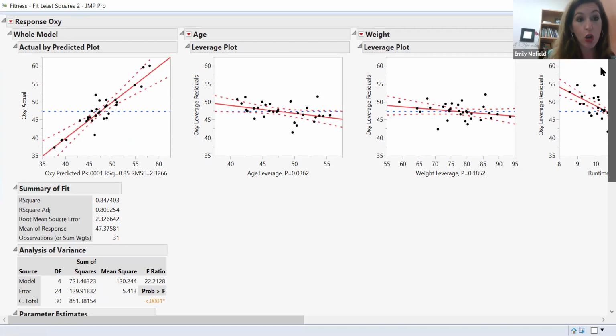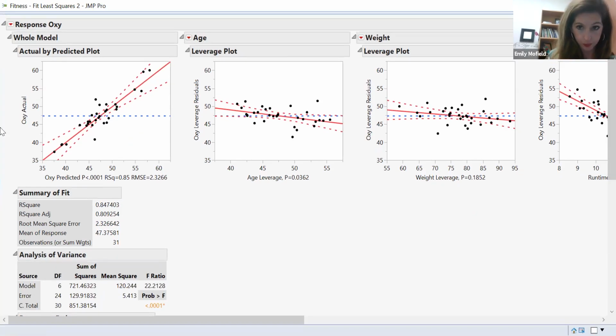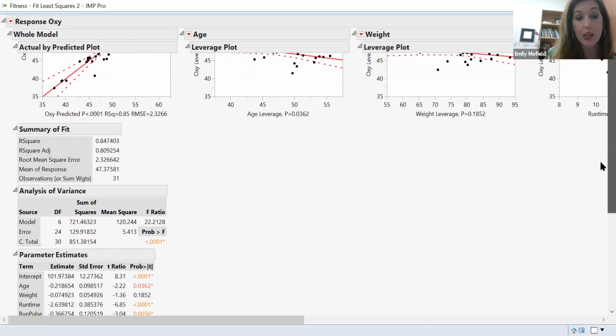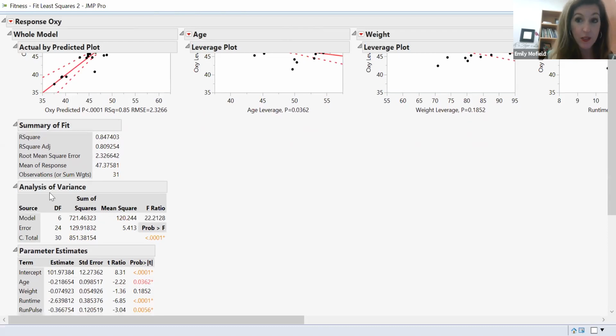But what this is showing is the whole model, and this is what I'm interested in knowing. I'm wanting to know, does this whole model do a better job of predicting oxygen than just using the average of oxygen to predict what oxygen would be for somebody? So what I look at, I need to know, is the overall model statistically significant? I look at the analysis of variance.